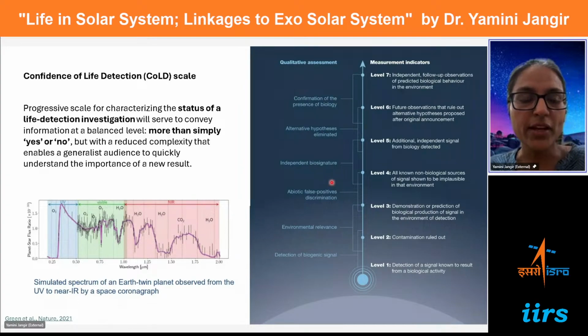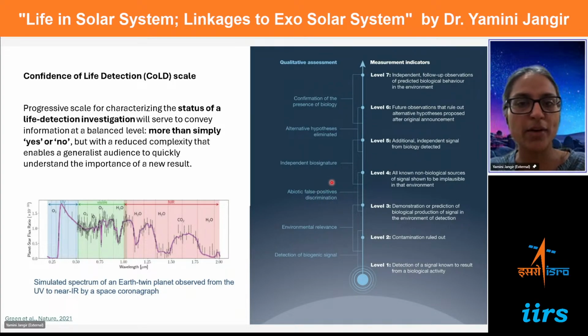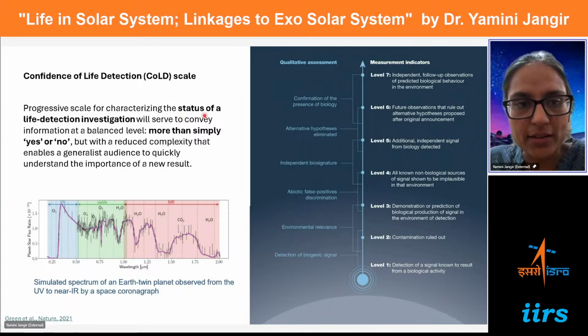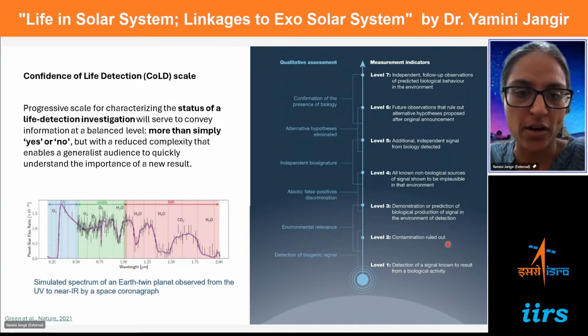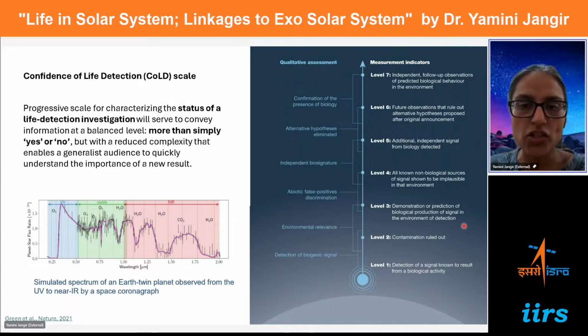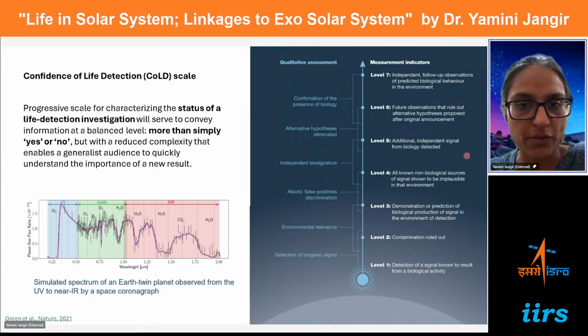But we need to take all this research with not a grain of salt, but with some understanding that when any research is reported, it should tell us the status of life detection: whether you have detected some kind of biological activity. Can you rule out contamination present in the spectra? Can you demonstrate that biological production is the sole reason for that detection, and whether there are any abiotic sources present? And then, do you have any independent signal coming from biology which can be detected?